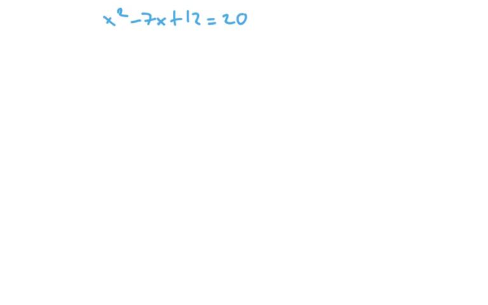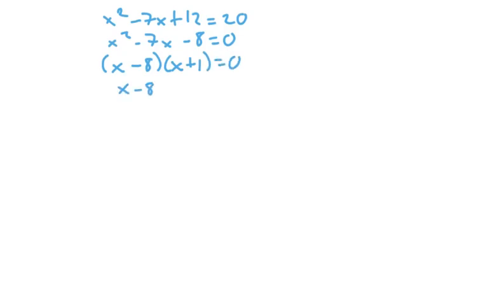Subtract 20 from both sides. This is all very familiar territory. So 12 minus 20 is negative 8. And then maybe the polynomial in front of us now will factor, and it does. It factors as x minus 8 times x plus 1. Set each factor equal to 0, and we get two values for x: 8 and negative 1.